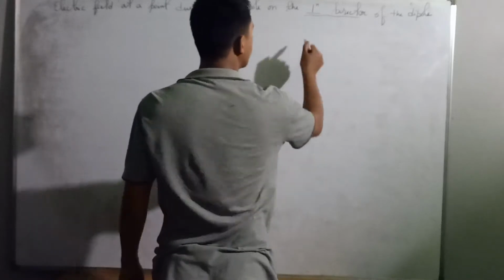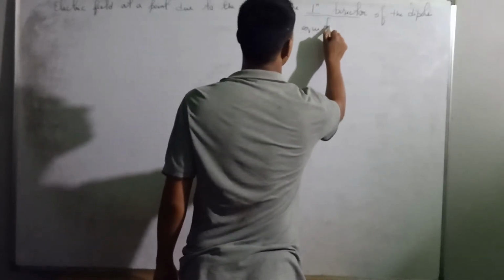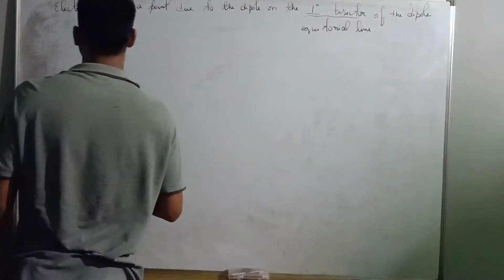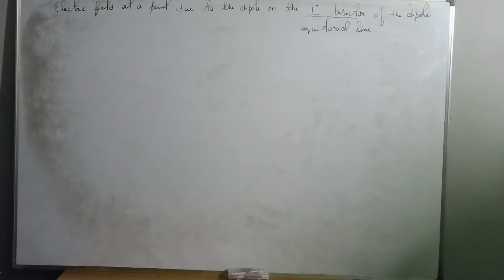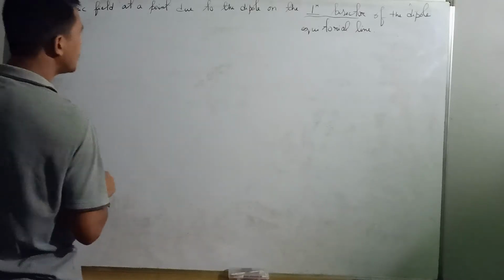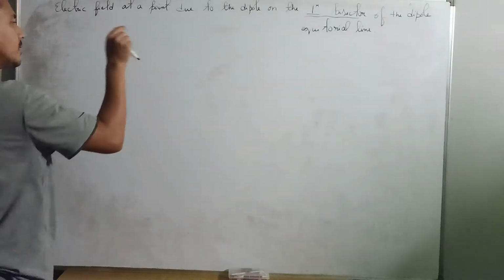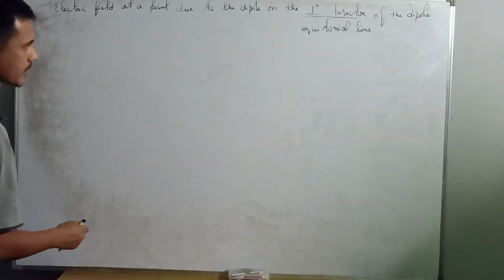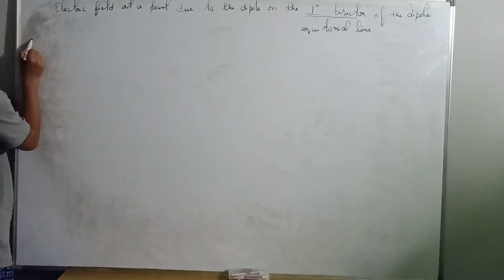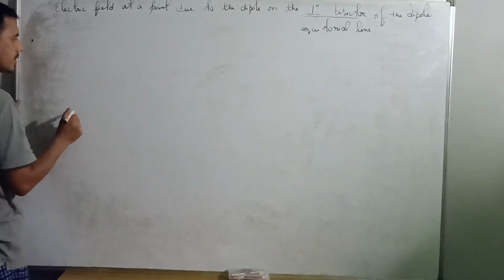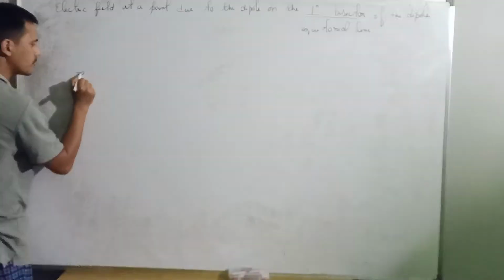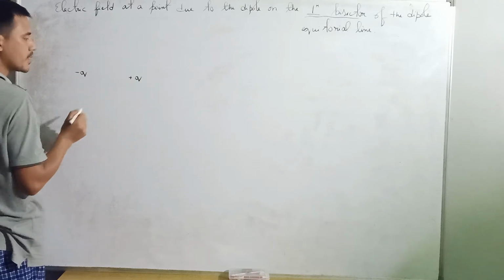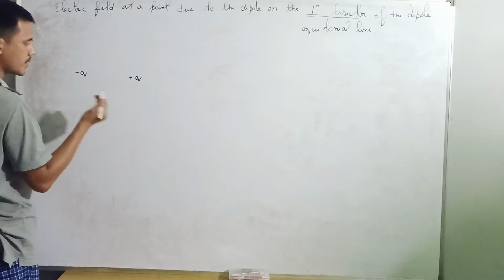Perpendicular bisector means on the equatorial line. On the equatorial line of the dipole. So a question can be asked: derive an expression for the electric field due to the dipole at a point on the equatorial line of the dipole. Or equatorial line means perpendicular bisector of the dipole. So what I'm going to do is draw an electric dipole. Electric dipole means a system of two equal and opposite charges separated by a certain distance apart, say 2a.